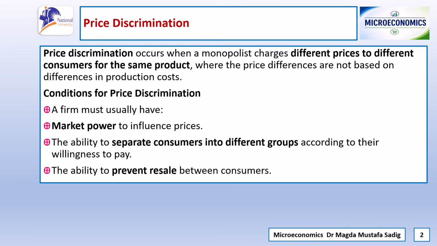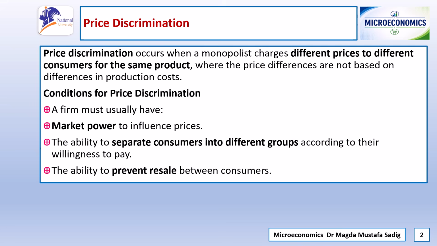Condition number two is that the firm must be able to separate consumers into different groups according to their willingness to pay. This means the firm needs some methods of identifying differences between groups of consumers. For example, consumers may be classified into groups such as students, children, or seniors. Different groups may have different willingness or ability to pay.